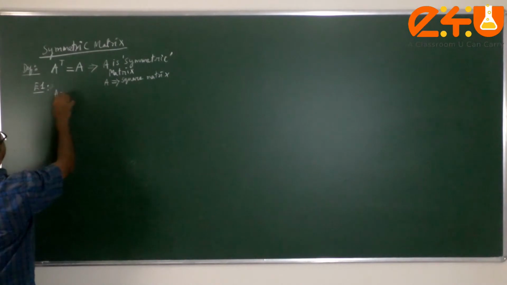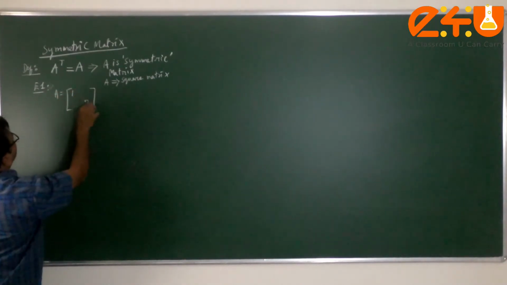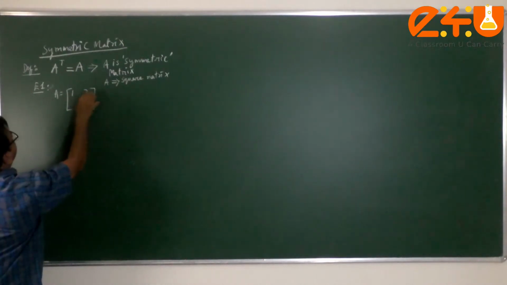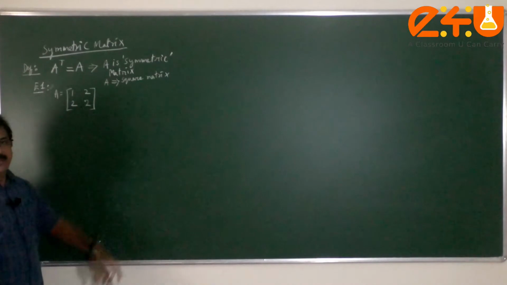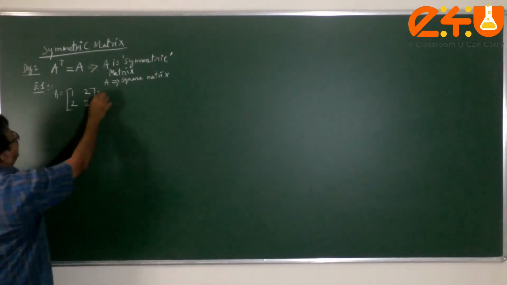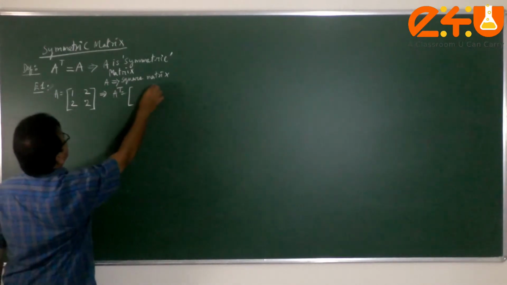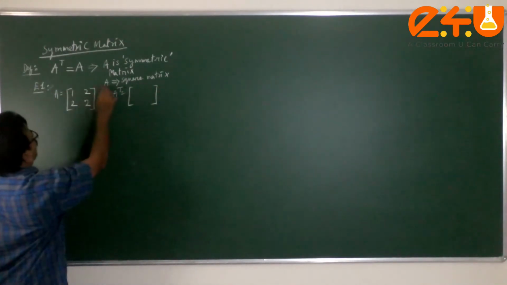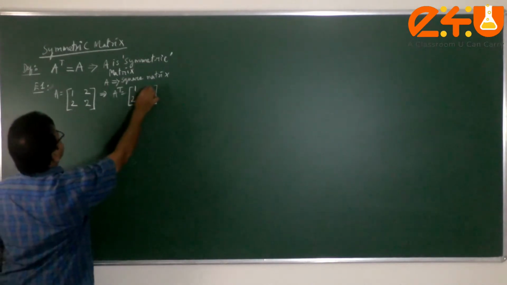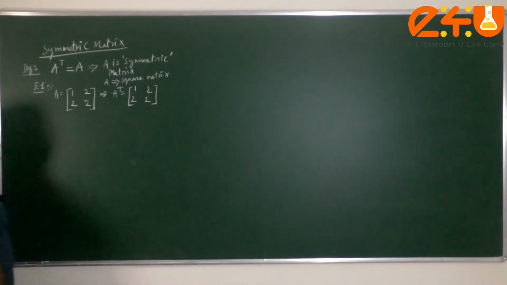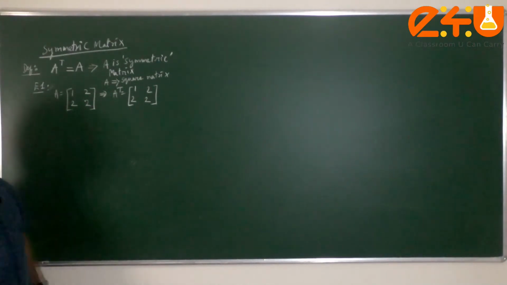Let me give a simple 2 by 2 again. I am writing the diagonal elements, and I am filling the matrix with whatever entries. Now take the transpose. If you take the transpose, what happens? Row 1 becomes column 1. Row 2 is written as column 2. But you find no change between A transpose and A.